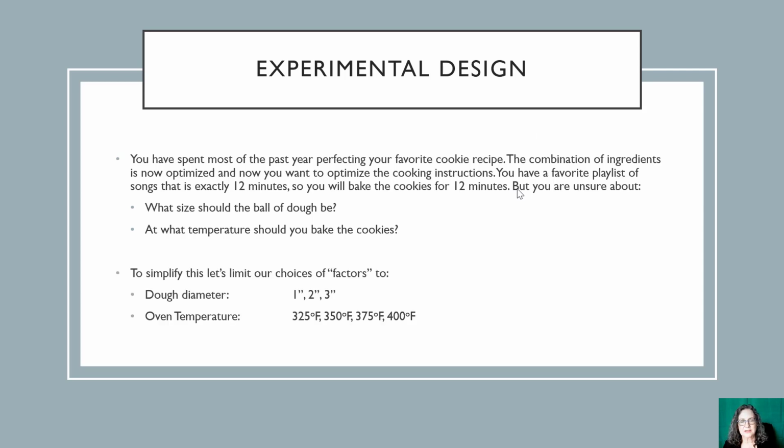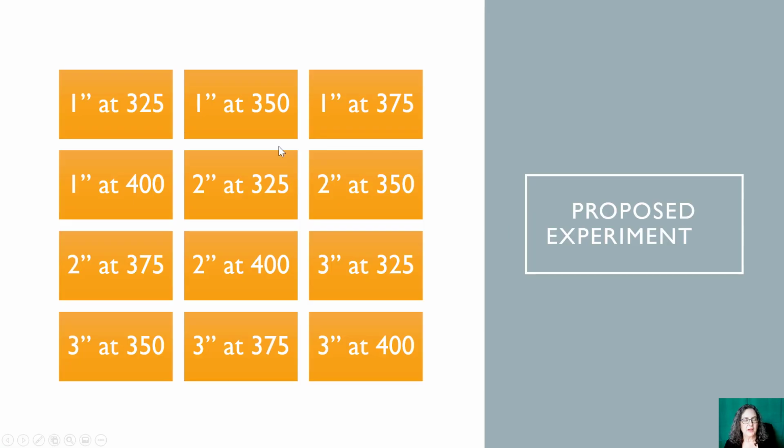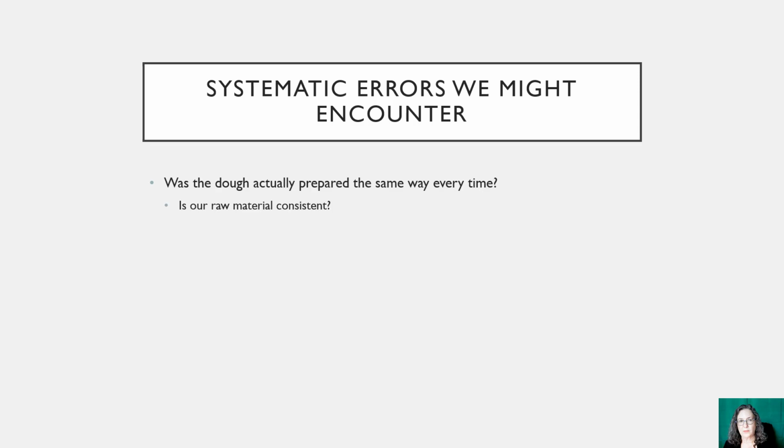So let's just simplify this a little bit by saying, okay, the balls of dough are going to be 1-inch, little bitty cookies, 2-inch, or 3-inch, those monster cookies. And for the oven temperatures I can choose 325, 350, 375, or 400 degrees. So I could do a tray at 1 inch at 325, one at 1 inch at 350, one at 1 inch at 375, repeat, right? I could go through and do this. This would require me to bake 12 different batches and evaluate those, okay? But does that get at what I really want to know, okay?